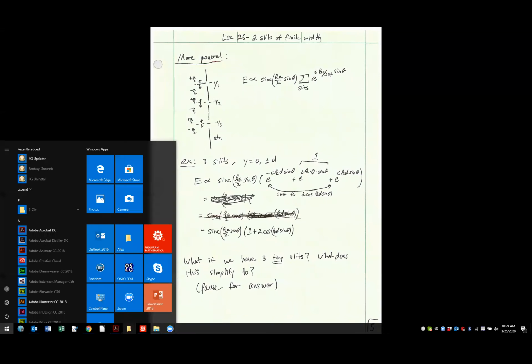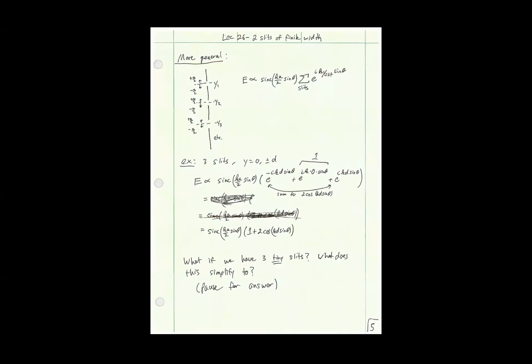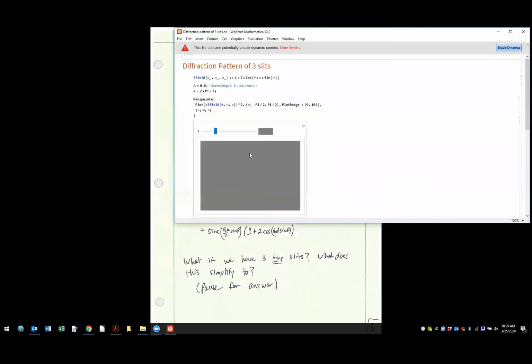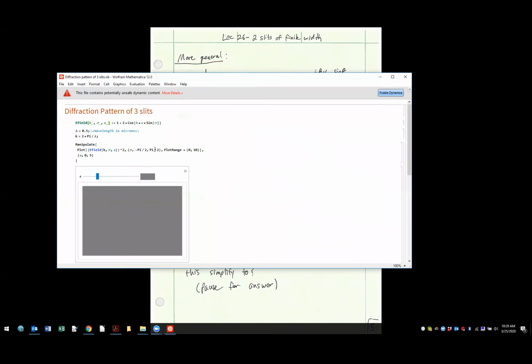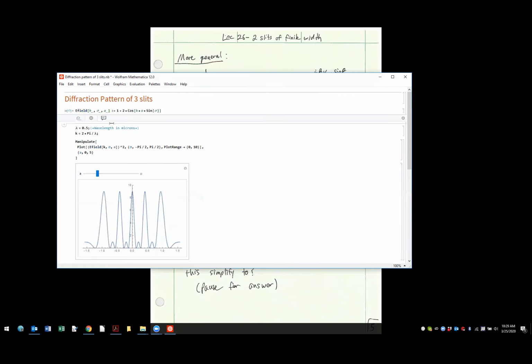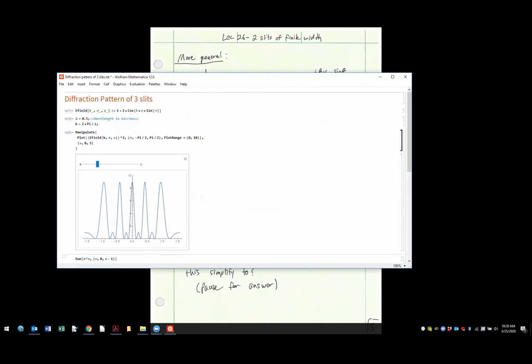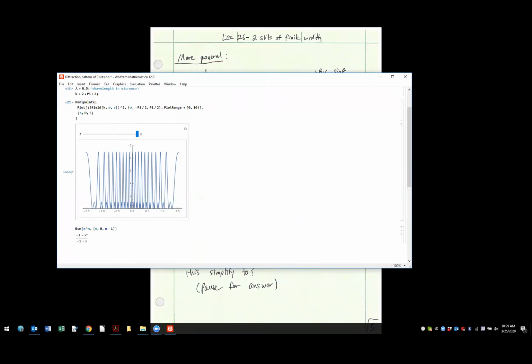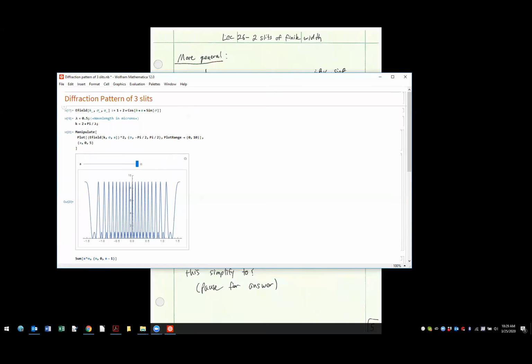And let's plot that in Mathematica. Open a different notebook. All right, and here, what I want you to notice is that we get something that's a bit more complicated than before. It's got a tall peak, a short peak, a tall peak, a short peak. I left out the sinc function.